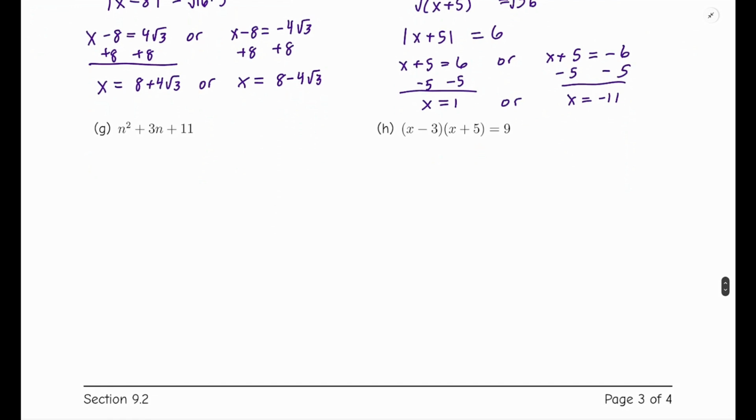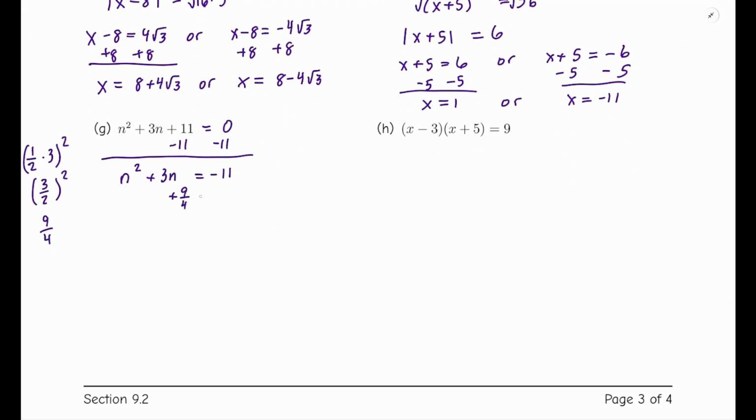Part G, we are missing the equals 0 part. So just like in the previous part, I am going to subtract that 11 so that my variables are by themselves. So we get n squared plus 3n is equal to negative 11. I then need to take half of that middle term and square it, which is 3 halves squared, which is 9 fourths. So I'm going to add 9 fourths to both sides.